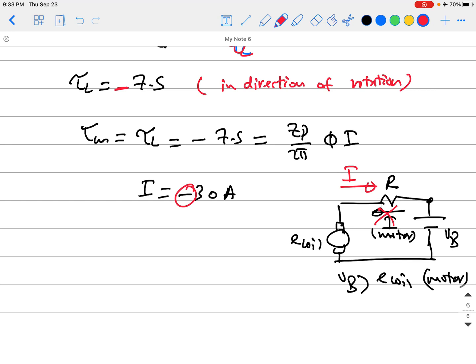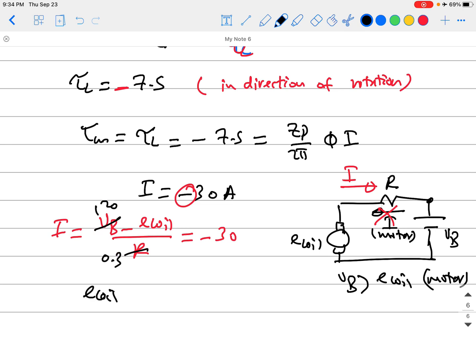Okay, and what does it mean? We will just find out. Again, I equals VB minus E coil over R, and it equals now minus 30. Okay, VB still equals 120, R is 0.3, so you can find E coil from here, and you will find it equals 129 volts. That is higher than VB, which equals 120. That means the machine now is a generator, not a motor.